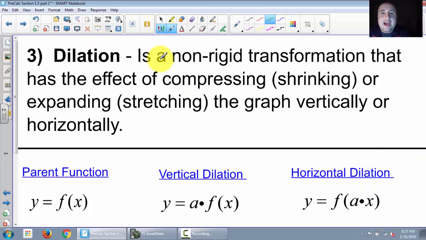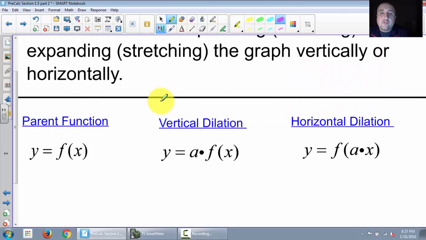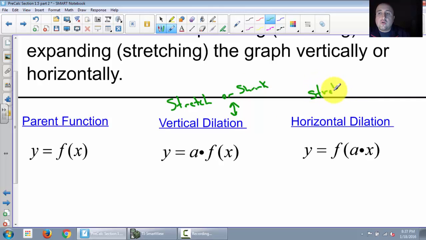Okay, dilation is non-rigid, so it is going to change the size and shape. That has the effect of compressing or shrinking, or expanding, stretching the graph vertically or horizontally. So we have a vertical dilation. This is going to make our graph go up and down. It's going to stretch it or shrink it up and down. And horizontal dilation is a stretch or a shrink left and right horizontally.